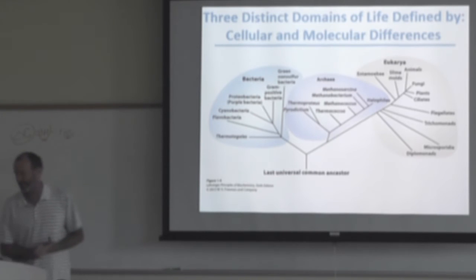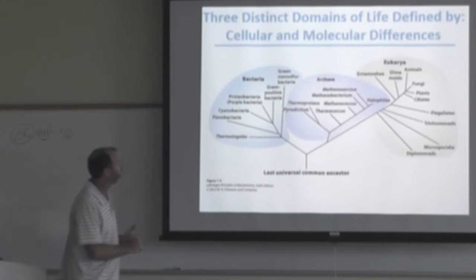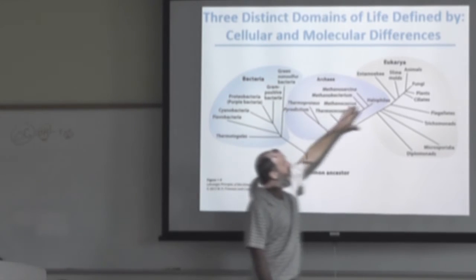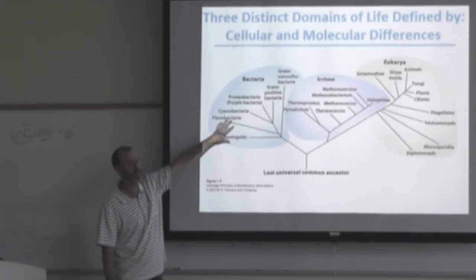Three distinct domains of life defined by cellular and molecular differences. We have bacteria, archaea, and then eukaryote. You guys know what these are? You guys have ever seen these before? These trees?